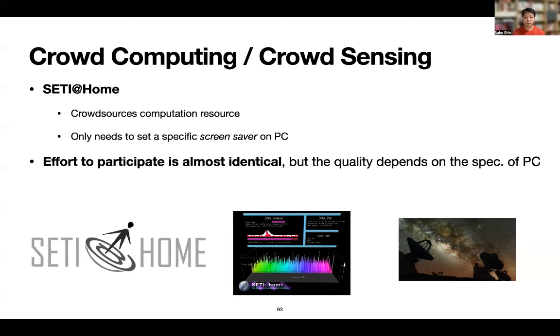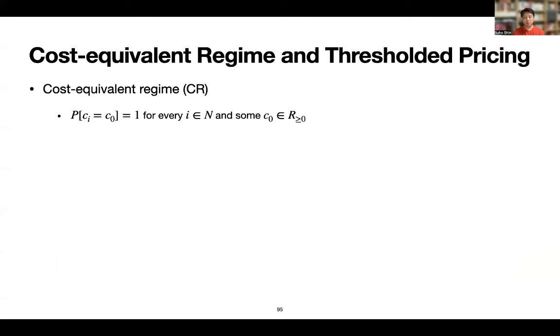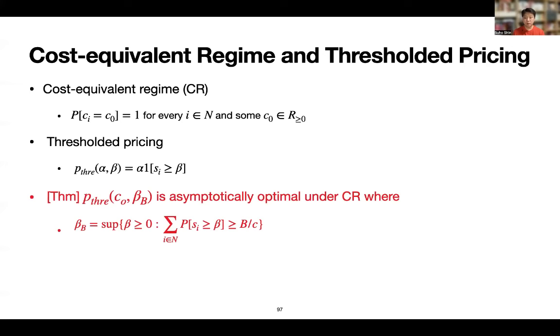However, the quality of participation would depend on the specification of the PC and also on the time that the screensaver has been turned on. To describe this example in our mathematical model, the cost remains the same across the workers, but the quality varies. We define such a regime as the cost equivalent regime, with parameter C0. And we consider a thresholded pricing with two parameters, alpha and beta, which pays alpha to the workers once their quality is above the threshold beta. Then one can easily check that thresholded pricing with C0 and some beta is optimal under this regime.